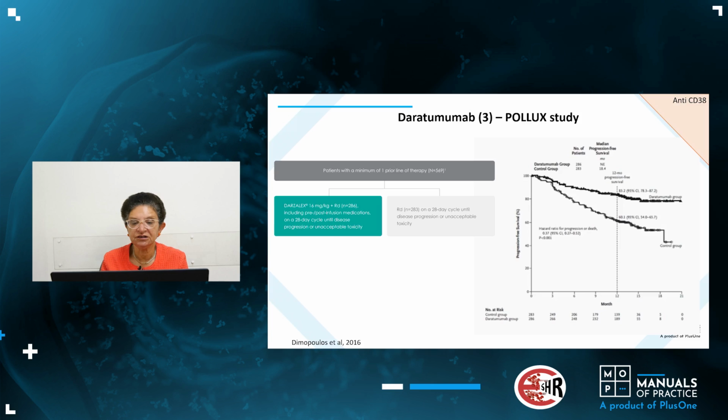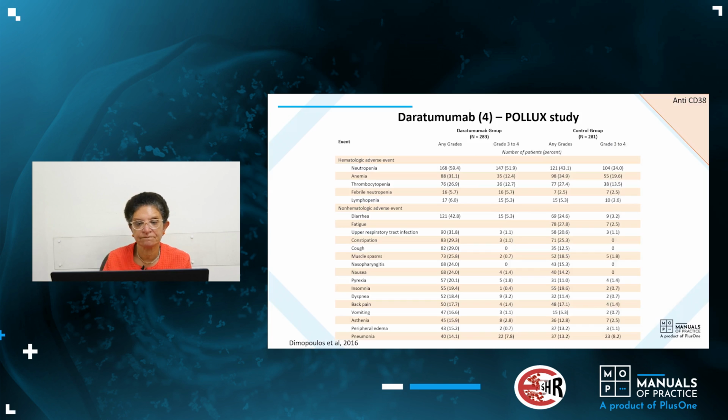This is the Pollux study, and here daratumumab was added to an IMiD and dexamethasone. And as you can see here, there is a better progression-free survival with the addition of daratumumab in the relapsed refractory setting. How about side effects? Side effects were comparable in both arms. However, I need to point out that with any monoclonal antibody, you always look for an infusion-related reaction, and you try to avoid that by giving pre-medications with antihistaminics and corticosteroids, especially with the first dose.